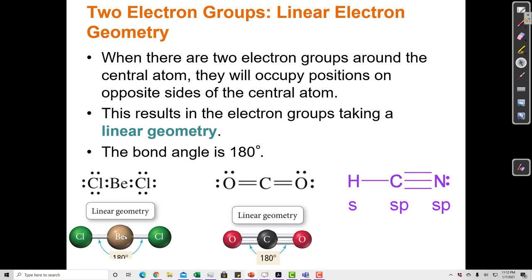So that means that one bond is going to point this way, these electrons will be on this side of beryllium, and the other bond is going to point this way, because the electrons in this bond and the electrons in this bond are repelling each other. When they repel each other, the angle is going to try to be as large as possible, and that gives us 180 degrees when we have two electron groups.